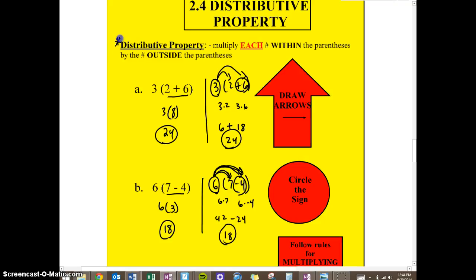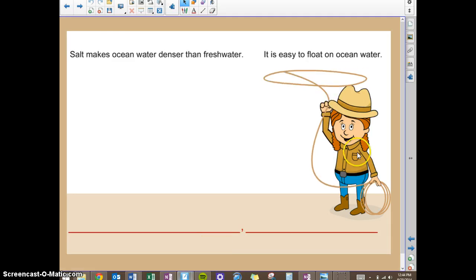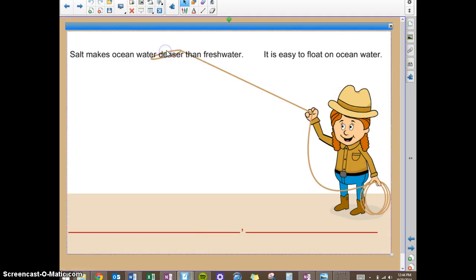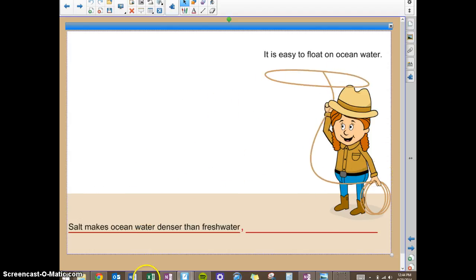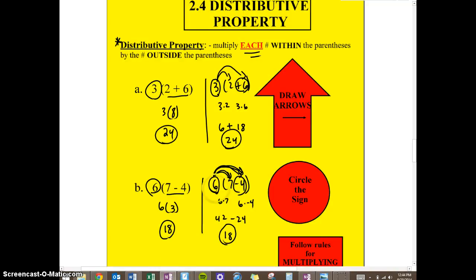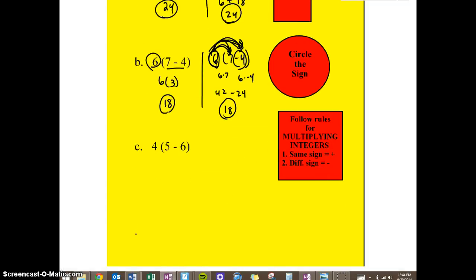When you distribute something, you get the same thing out of everything. Multiply each of the numbers within the parentheses by the number outside of the parentheses. This is kind of a funny example here, but I like to think of it as almost lassoing the number, okay? So again, we take the 6 and we lasso the 7, we take the 6 and we lasso the negative 4.